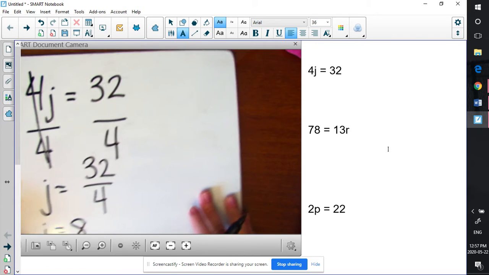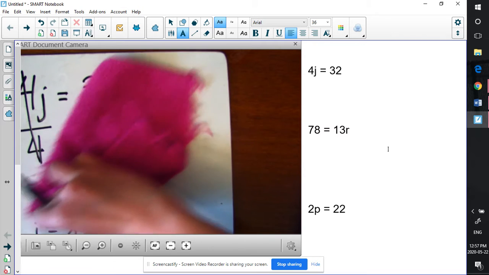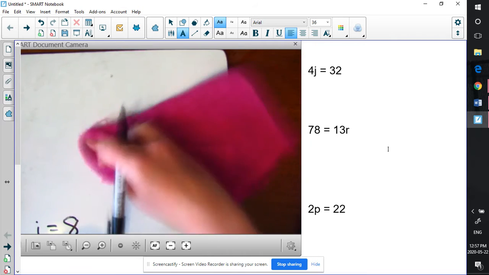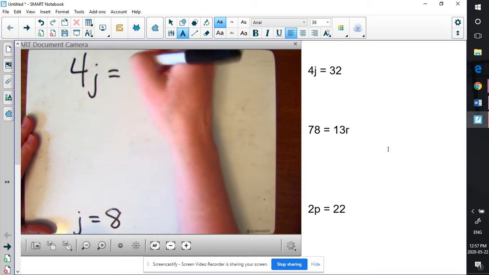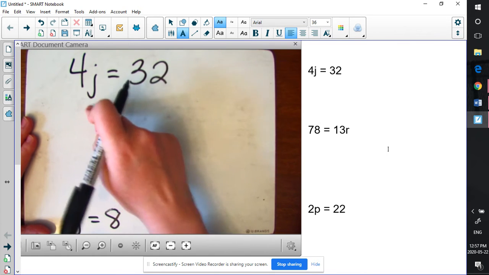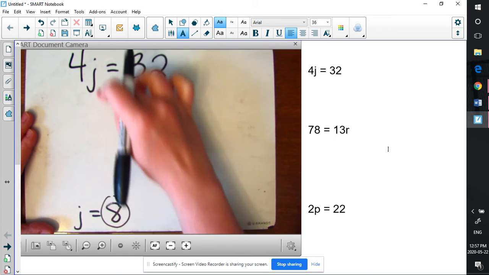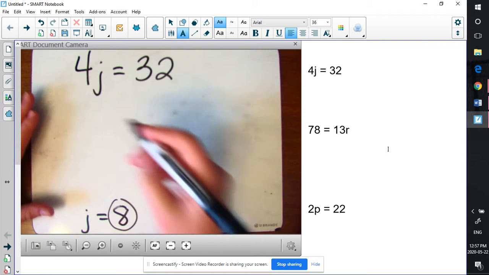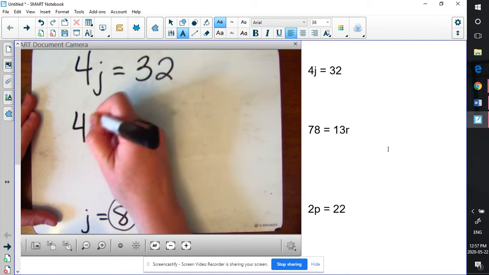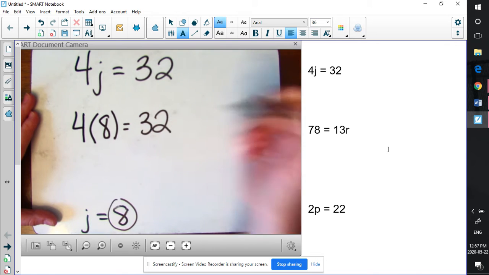Now, you may or may not remember last week that I showed you how to check your work. So let's go through a check. It's always super important that you do a check. So I'm going to rewrite the original equation. 4 times j equals 32. Then I'm going to take my answer and I'm going to substitute it in the place of j. Now remember, we always substitute in brackets. So I'm going to do 4 bracket 8 equals 32.